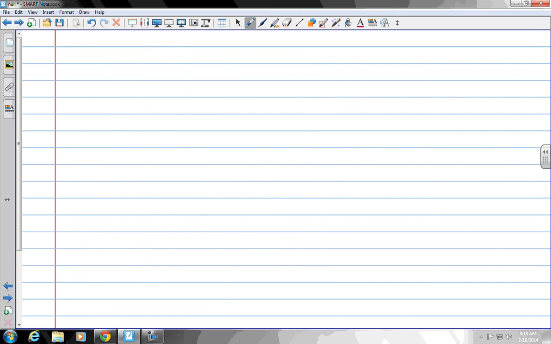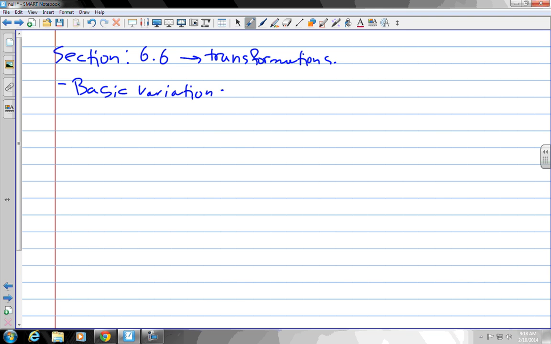So this is the next section, section 6.6. So the transformations. So we're just going to apply all of our algebraic knowledge about how to transform the graphs to the basic trig functions. So let's talk about the basic variations. So I'm just going to do sines and cosines first. So I'm going to write a few functions.